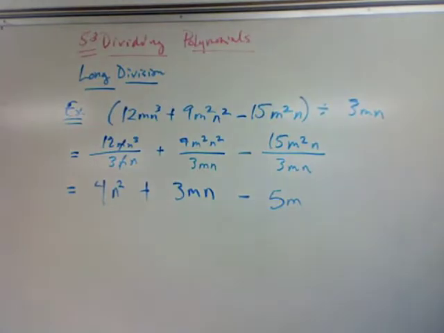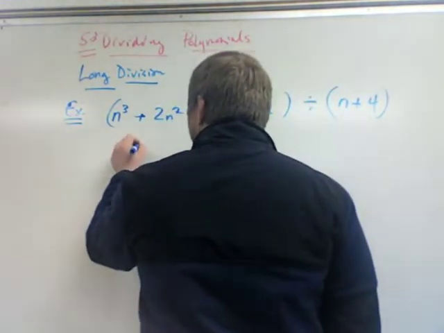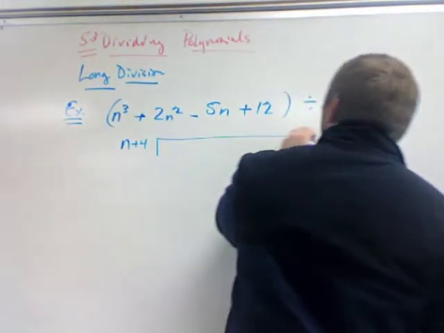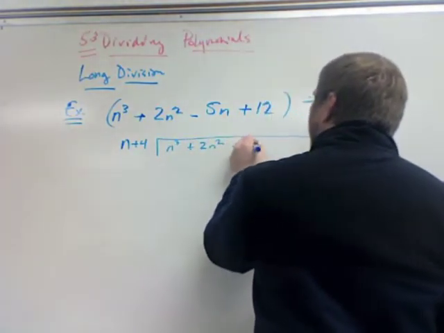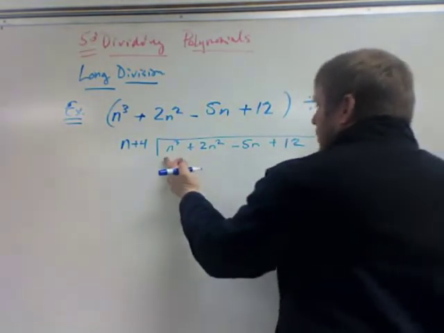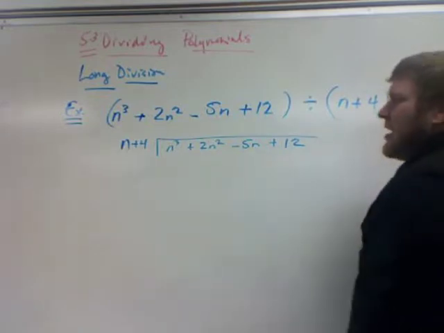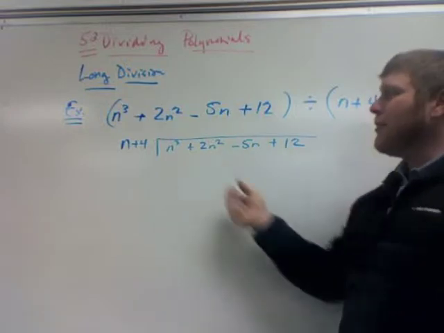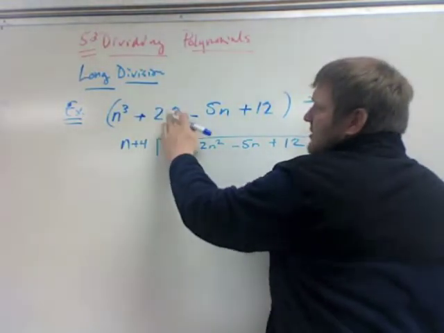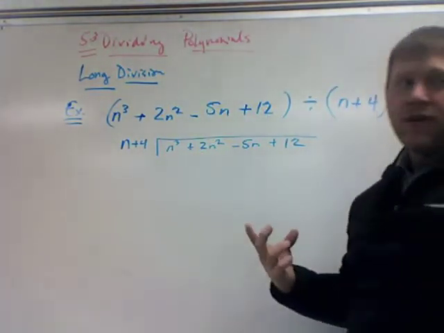Right? Well, let's say we weren't dividing by a monomial, we're dividing by say a binomial. So my first goal is to rewrite it as a normal division problem. Another thing that's key to note is, notice that I'm not missing any terms in here. Everything is in descending order. Now, if I was missing a term in here, I'd have to put a place filler in there. So, for example, if I didn't have any n squareds, I'd put a 0n squared right here. That's called a place filler.